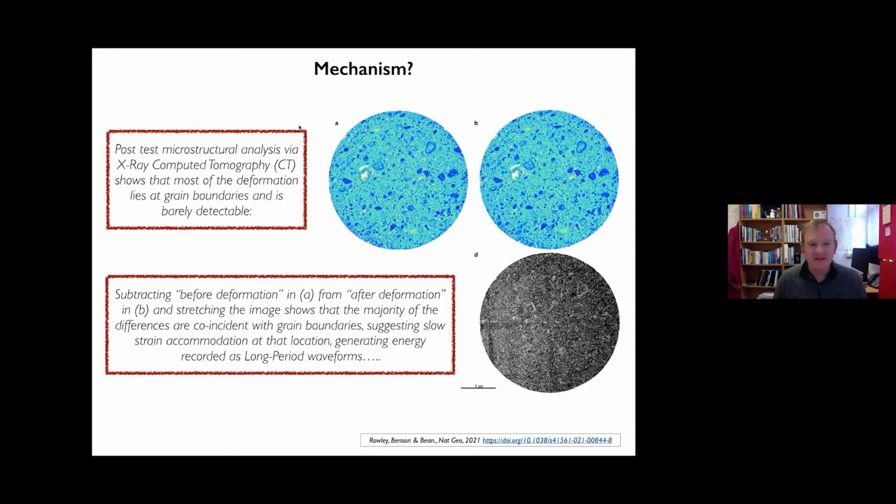Backing that up with post-test X-ray CT confirms this idea that these quasi-continuous ductile processes are generating low-frequency events in a quasi-continuous process. So these look the same. A is before deformation, B is after deformation. It's only when you subtract B from A and do a difference analysis that you can just about see the deformation picked up around the different pore spaces and grains of the Neapolitan yellow tuff, suggesting that this is a plastic process around these microstructural features.